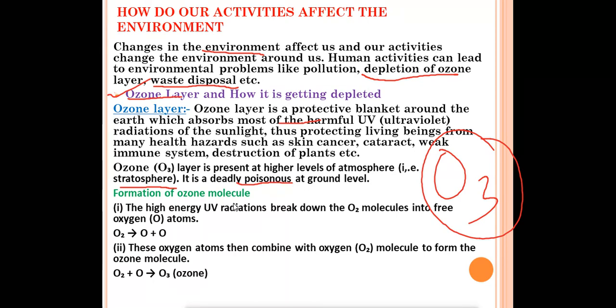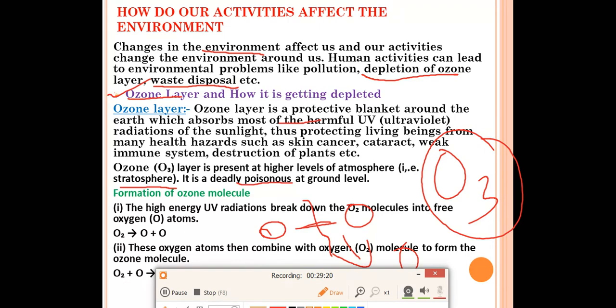Now, how are ozone molecules formed? How are O3 molecules formed? First of all, the high energy UV radiation, meaning ultraviolet radiation, will break down the O2 molecule into free oxygen. UV rays will act on this bond, and the O2 molecule will be broken down into O and O. In the next step, what will happen? An oxygen molecule will combine with one of the oxygen atoms to form O3 molecules. So these are the reactions involved in the formation of ozone.